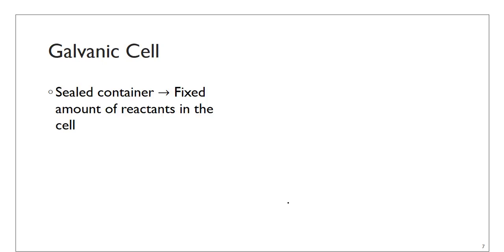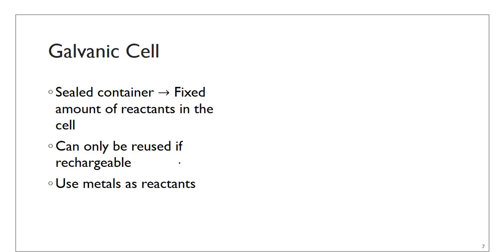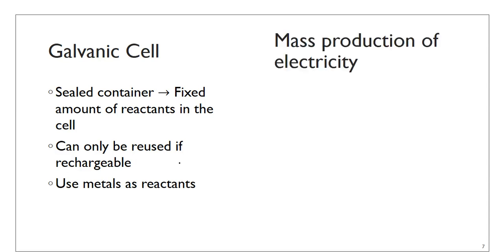Let's actually talk about the general features of a galvanic cell. Generally you have a sealed container. Think about a common battery. You start with a fixed amount of reactants in the cell, and then you seal it. If the cell runs out of reactants, you either have to recharge it or you have to throw it away and buy a new battery. Which is a second point: you can only reuse the battery if you can recharge it. And generally we use metals as reactants for a galvanic cell.